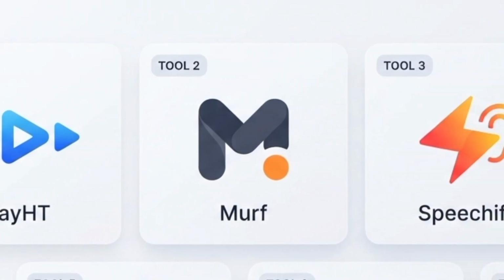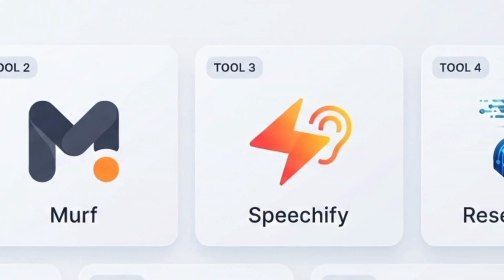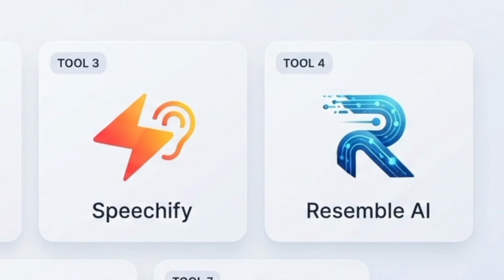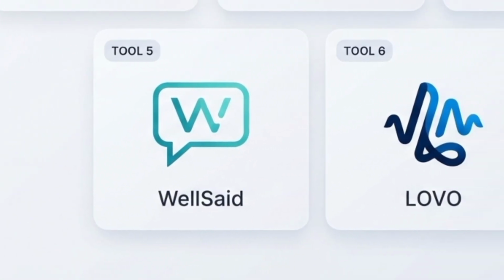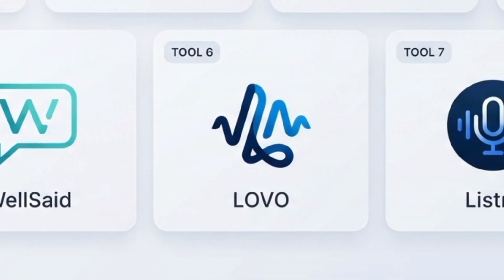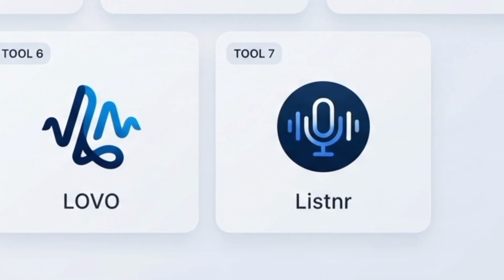Your voice can make or break a video, but you don't always need a microphone, recording studio, or expensive equipment. Here are 7 AI tools that can turn text into professional-sounding audio.